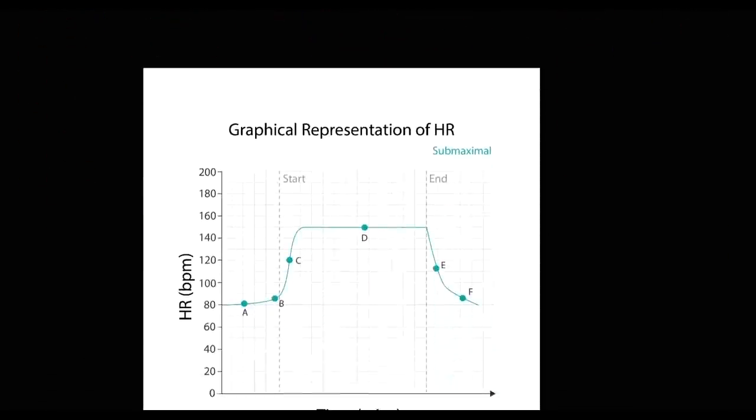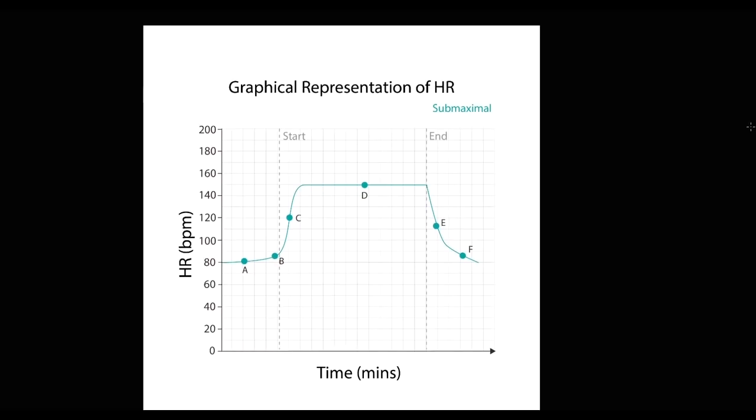Now, I also want to get onto this graphical representation. What do we have here? It is simply a graphical representation of heart rate. Note this term, submaximal. In my mind, submaximal can mean all kinds of things, but in the sports science arena, I tend to think about it for practical terms. You can think about it any way you want, but I think about it as like a 30-minute training run.